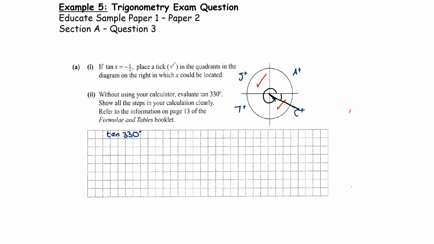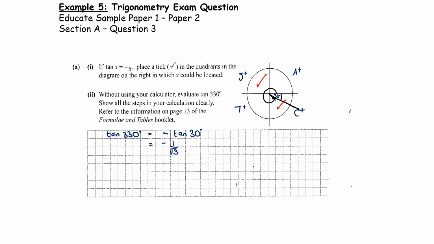So let's go back to blue. That's 30 degrees. However, it's not just equal to the tan of 30. It's going to be equal to minus the tan of 30 because of which quadrant it's in. So the tan of 30, if we go to page 13, because that's what it's saying, refer to the information on page 13, and basically not using your calculator. So if we go to page 13 and we look up 30 degrees, for tan it gives us 1 over root 3.